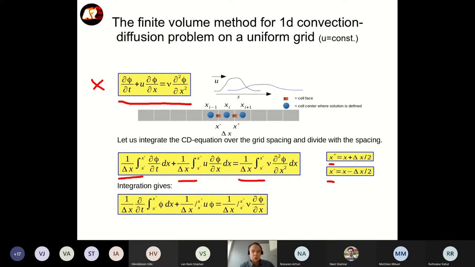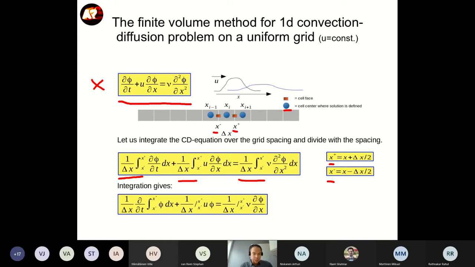So now we assume that our grid is located in these, or our solution is defined in these cell centroids. So cell centroids are these blue points. And we integrate over the cell faces, x minus and x plus. So now these x minus and x plus are in between 2 cell centers. So you have cell center, cell center, cell center, and then you have the faces, where the center is here and the faces are here of the cell.